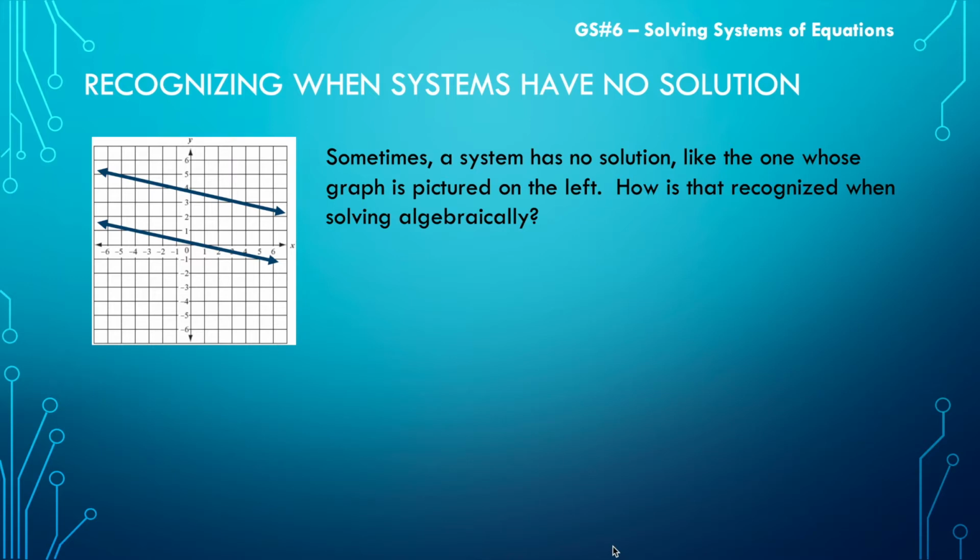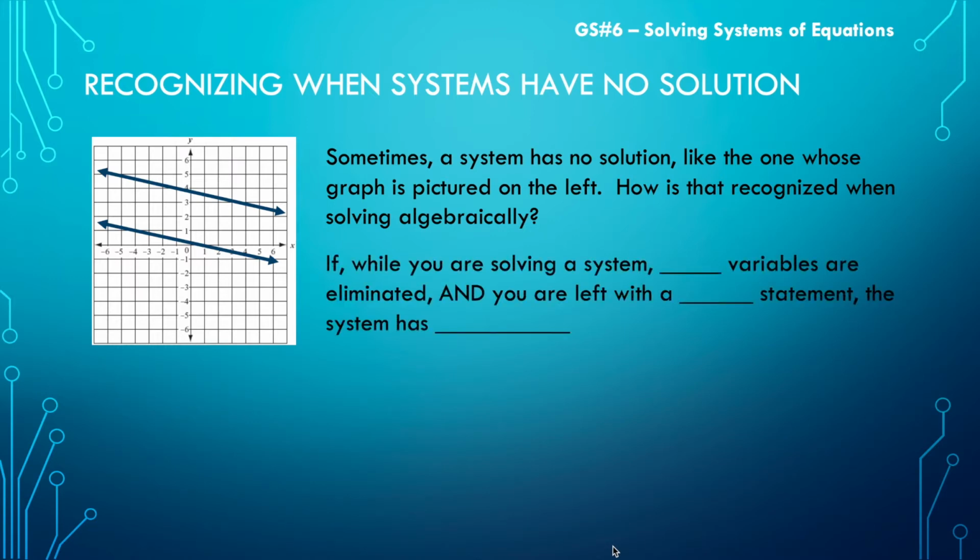Now, what we have not looked at yet is how do we know what to do when we have a system of equations that represents a system with no solution? How would we recognize that algebraically? So the picture shows us a system that will have no solution. So we are going to talk about what that looks like when you're solving.